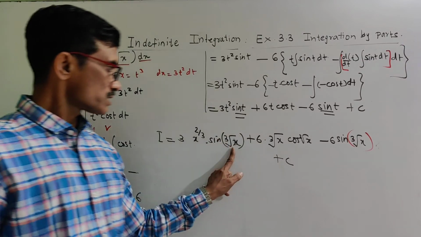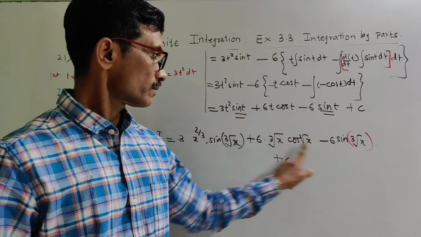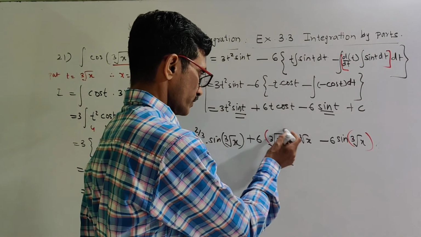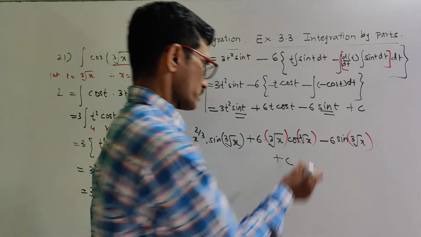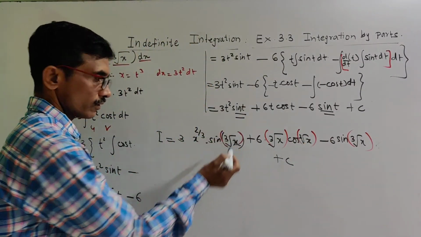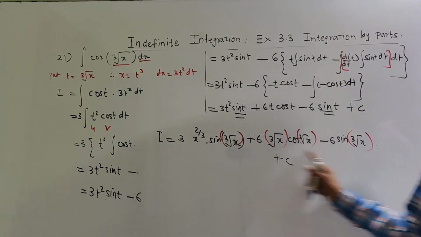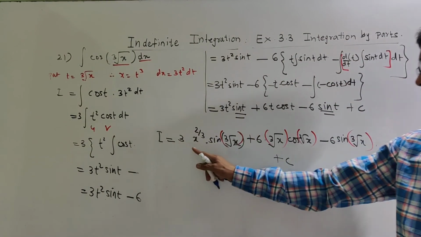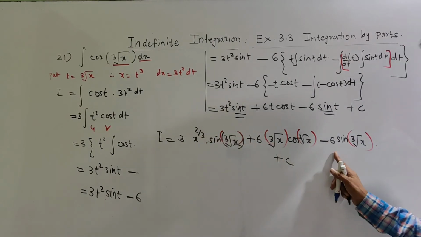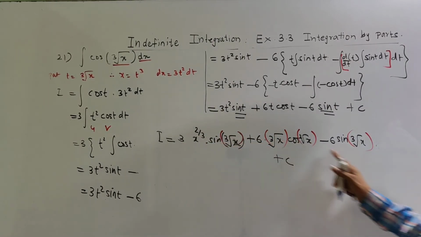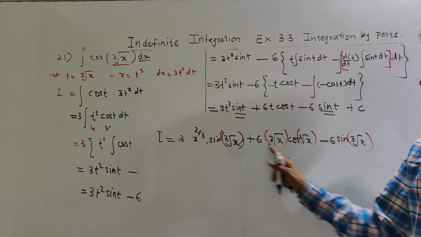So it is a little complicated because of the cube root, but it's not so difficult. We can take sin cube root of x together, so that it will be 3x raised to power 2 by 3 minus 6 and whole bracket into sin of cube root of x and plus this.